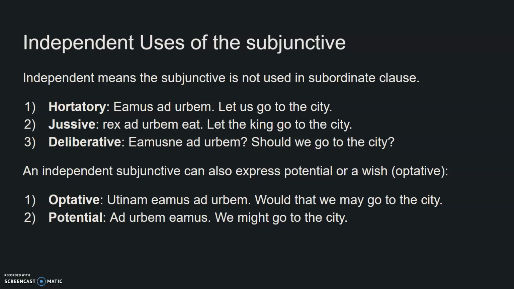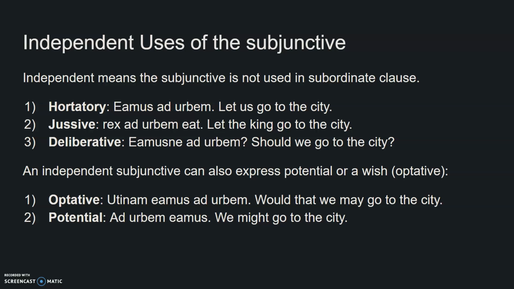Finally, there's two other independent uses of the subjunctive that we've talked about briefly in class a couple of times. Dickey doesn't spend any time going into this in the textbook, but it's just good to know that they exist. The subjunctive can also be used to express a potential or a wish, which we sometimes call the optative. So an example of an optative would be utinam eamus ad urbem. Would that we may go to the city. It's a way of expressing this potentiality in the future. May this happen? Or potential, ad urbem eamus, we might go to the city.